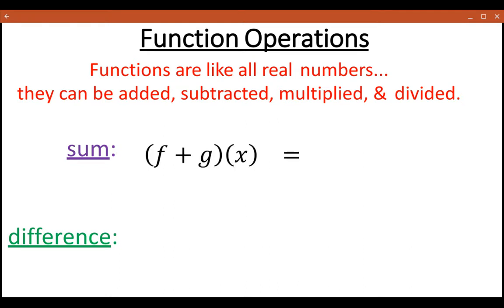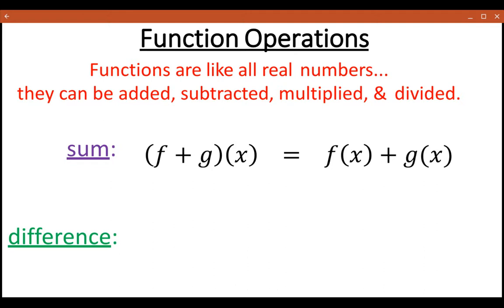So this is what we call function notation for a sum. It looks like this, f plus g of x. That's how we pronounce f plus g of x. Remember when it has this little x in parentheses, we say of x. That's the same thing as actually writing it as f of x plus g of x. It's exactly the same thing.